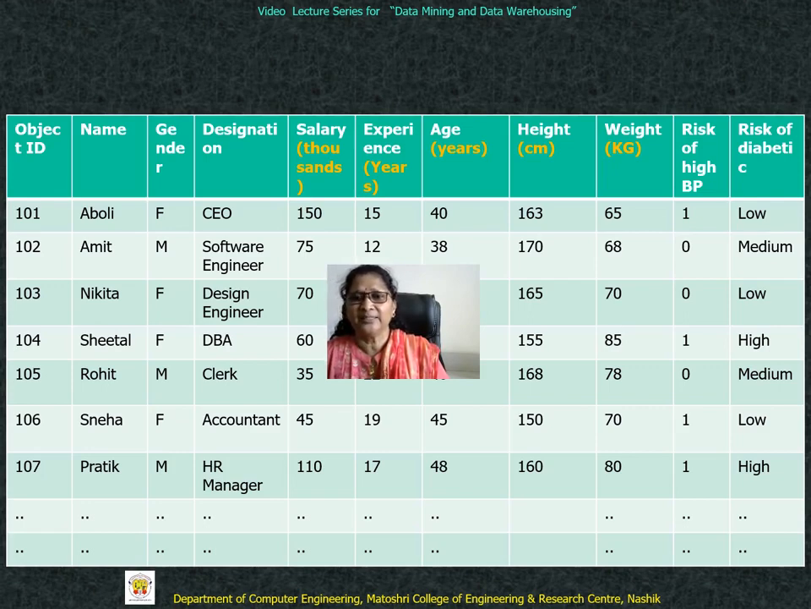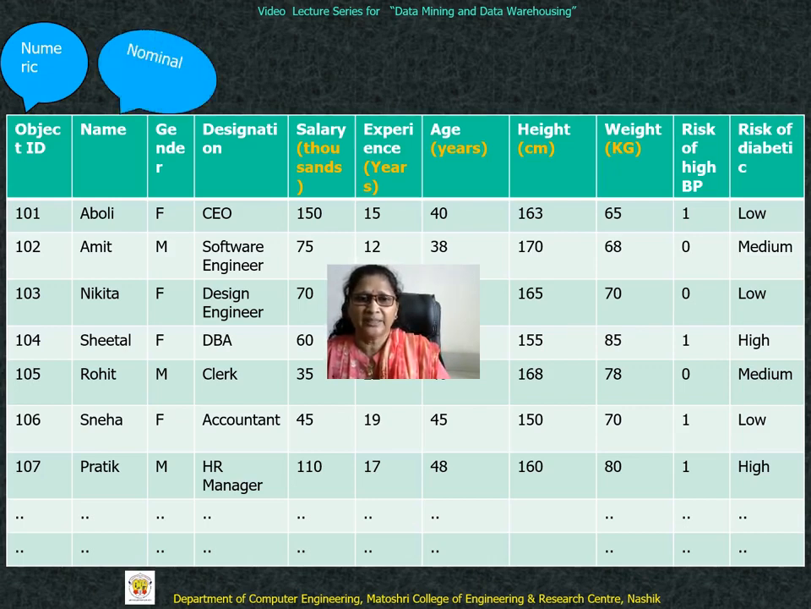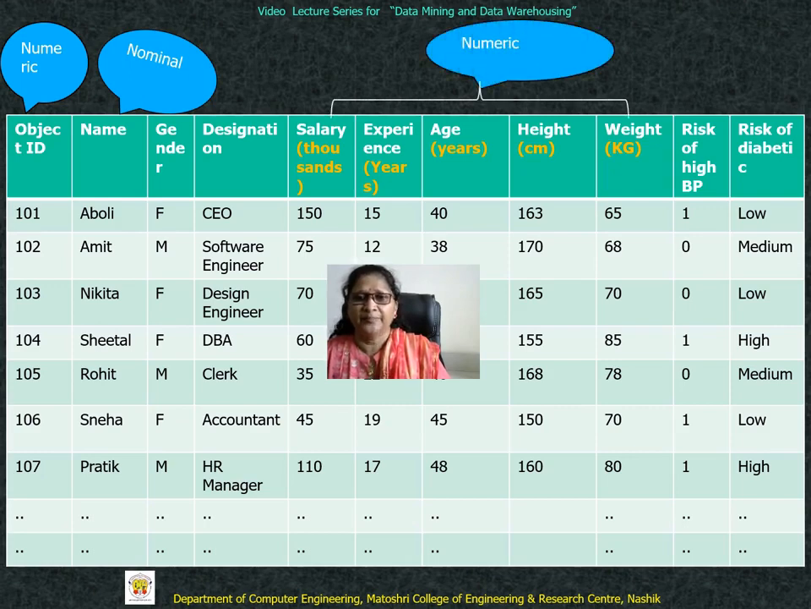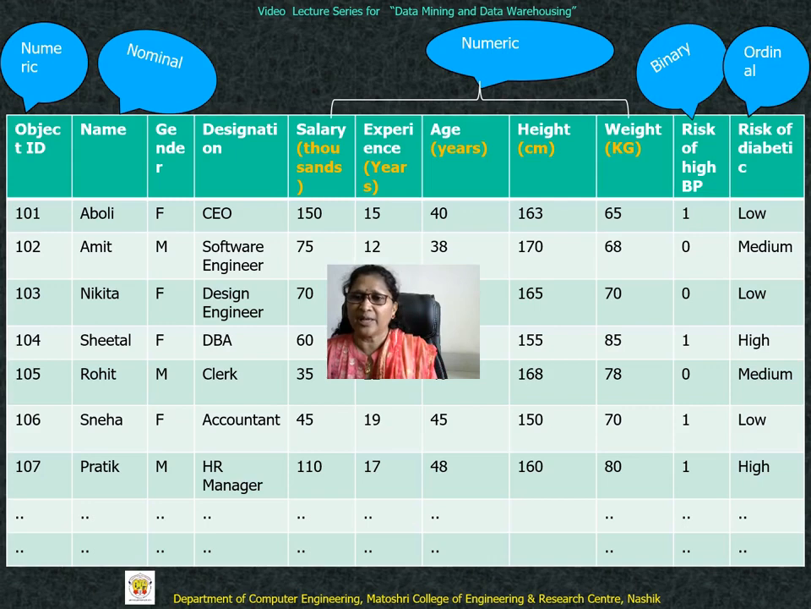If you look at this, you can recollect the terms which we learned in the first unit, which is the type of these attributes. Object ID is numeric, name is nominal, gender is categorical, salary, experience, age, height and weight are numeric, risk of high BP is binary, and risk of diabetes is ordinal, because we are giving terms like low, medium and high. This was just a revision of what we learned earlier.